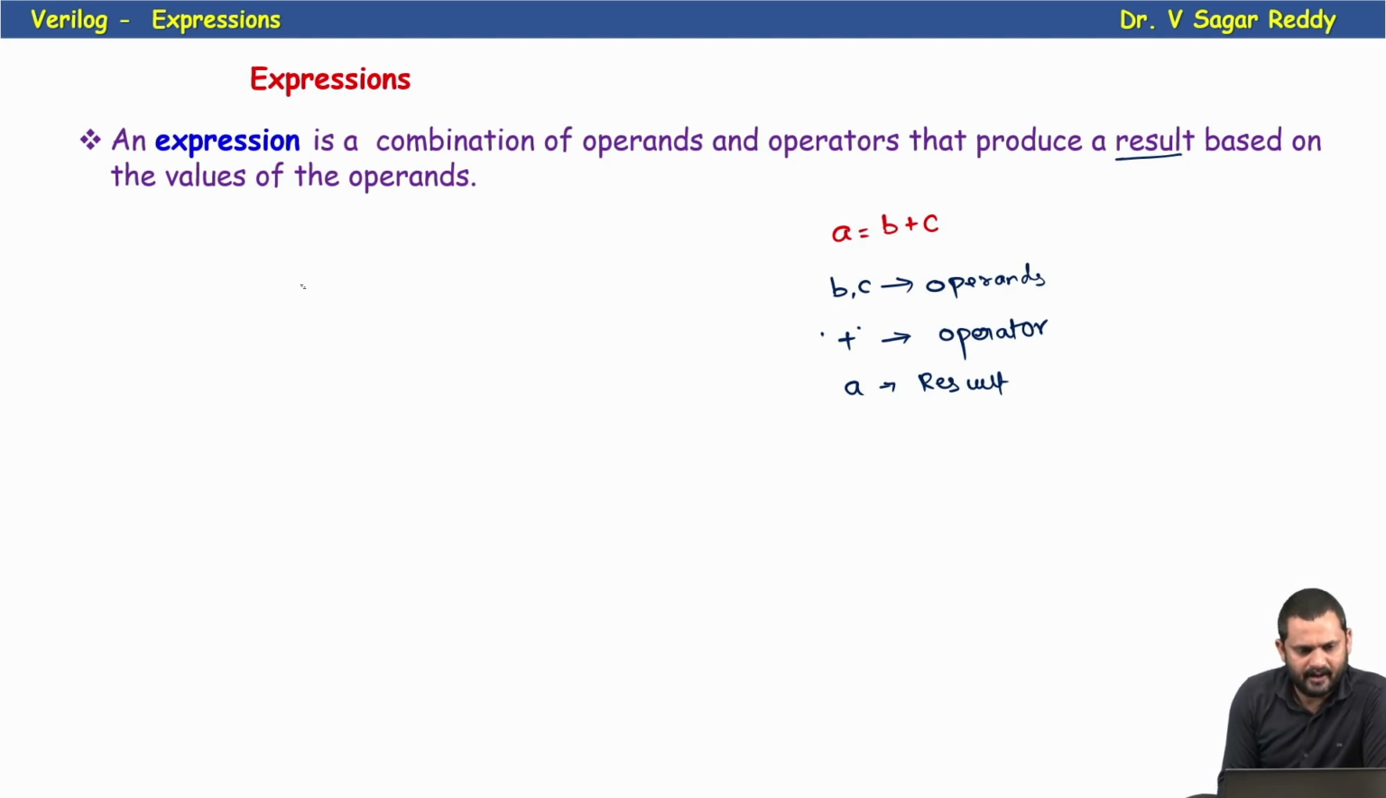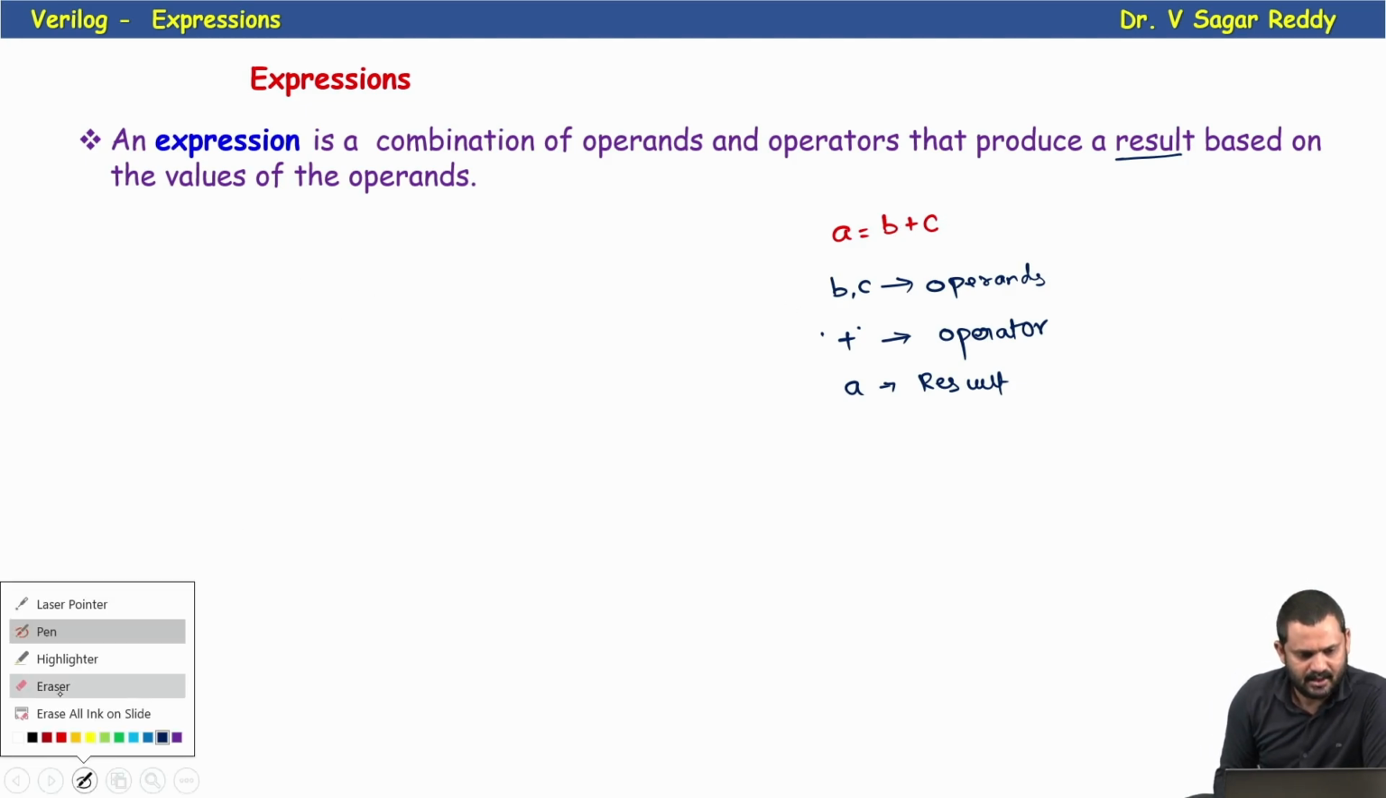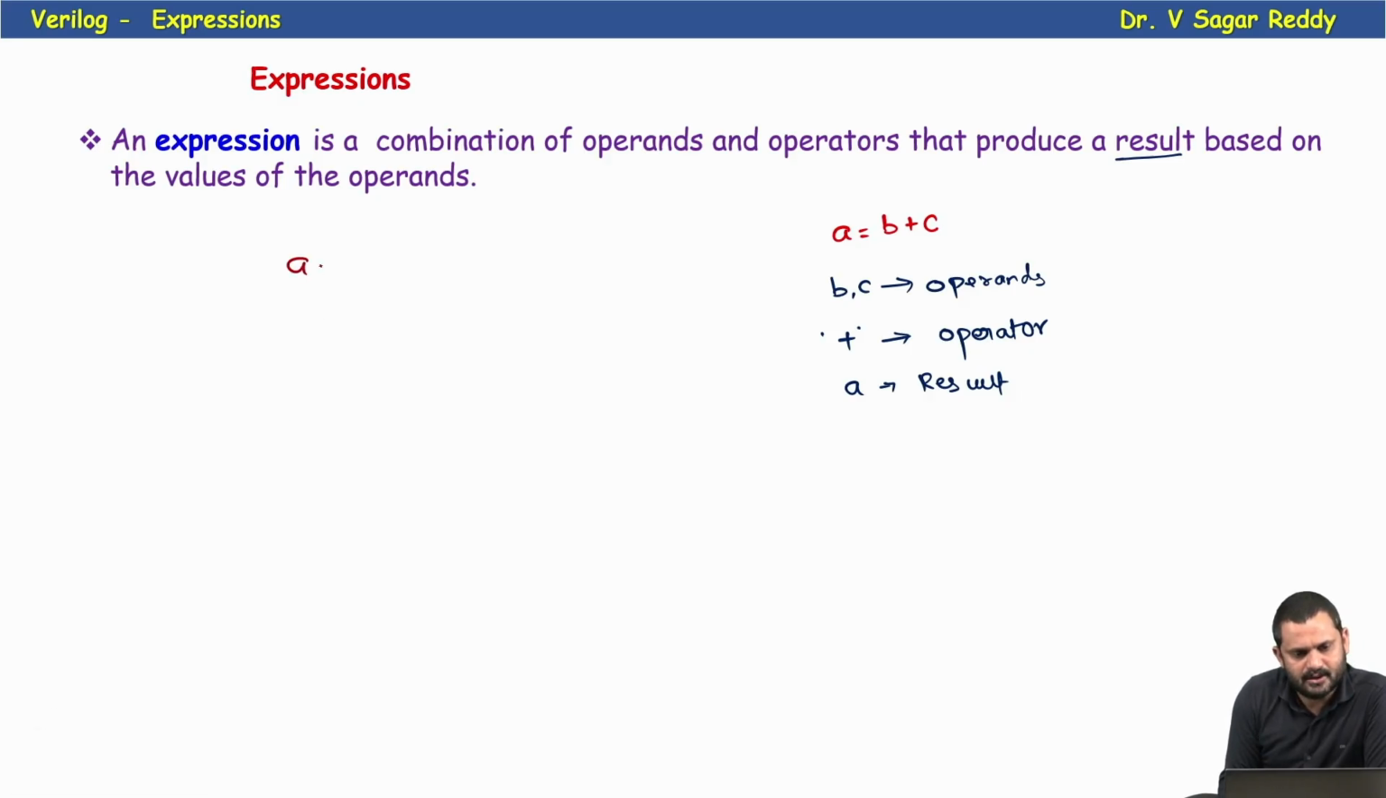For example, if I write another example, A is equal to B & C, or A is equal to &B, or you can write A = B & C. These are three different expressions but use a single operator symbol. So the same symbol has different meanings depending on where we use this operator.